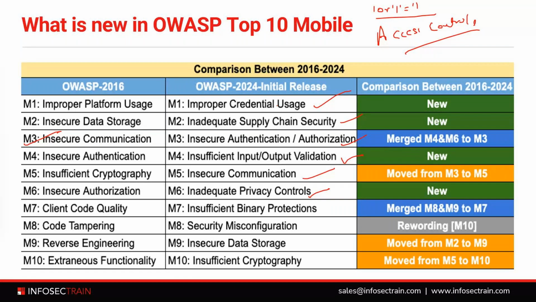Then, as we discussed about binary protections, right? So we have inadequate binary protections. What is that? It will expose the application and its owner to a lot of technical and business risk, right? So a lack of binary protection results in a mobile app that can be analyzed, reverse engineered, or modified by the attacker, right?